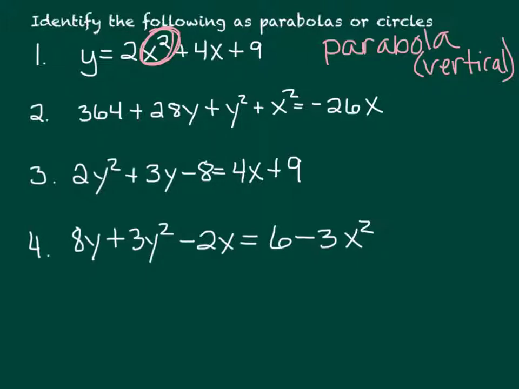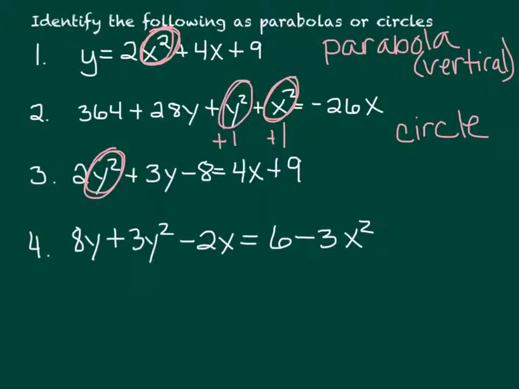Alright, number 2. We count the squared terms, and there are 2 of them. The coefficients on both of these are both positive 1. They are exactly the same. That makes this a circle. For number 3, we look at the squared terms. There's only one. This time it's a y squared, so this is a parabola. And it would be a horizontal one, if anybody asked.